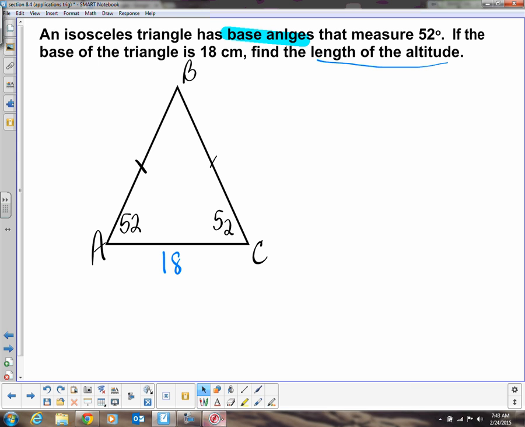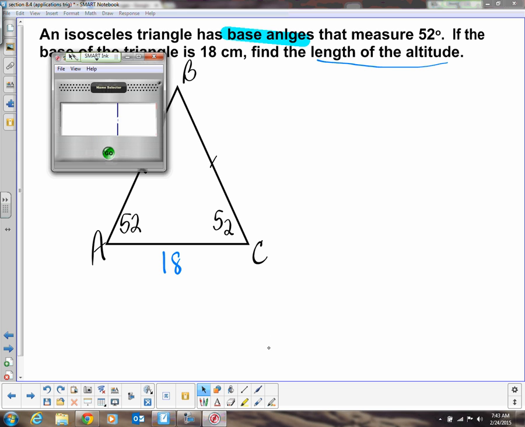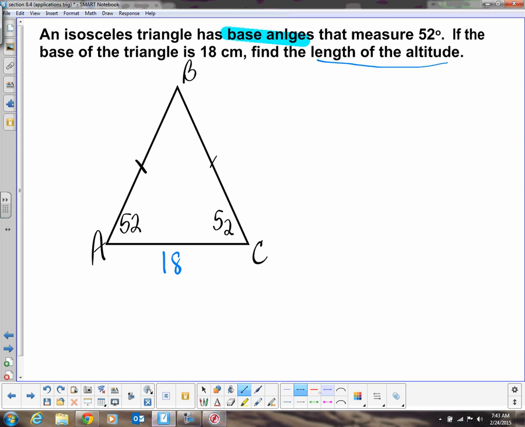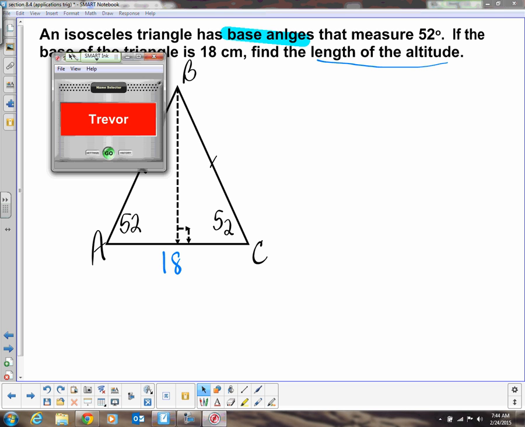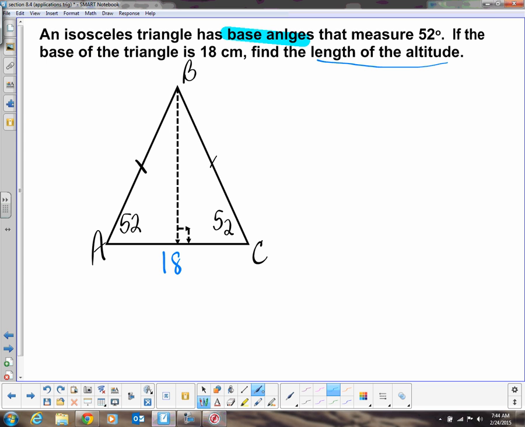Now, we studied altitude. How do I draw an altitude? Trevor? It goes from angle to the opposite side. So an altitude has a perpendicular relationship. In an isosceles triangle, what just happened to 18? It got bisected. All right, so this is 9, and Devin did answer that question. Find the length of the altitude.